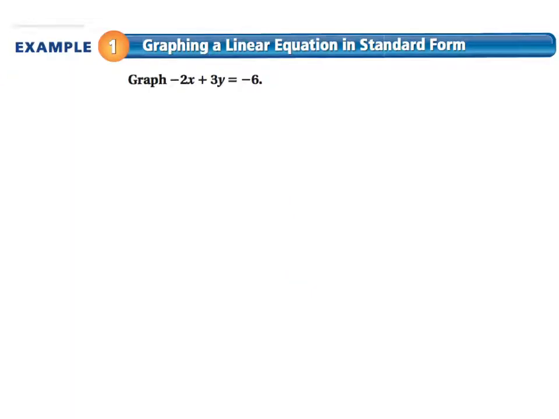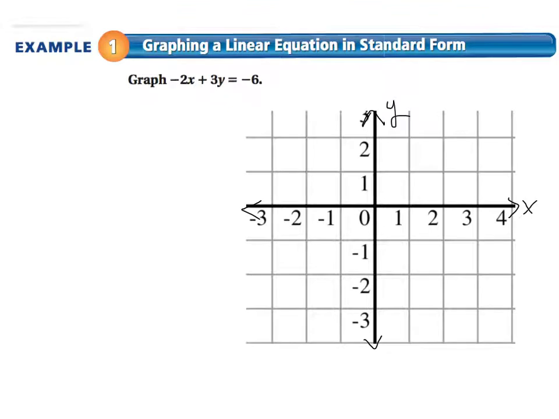So example number 1. Graph the equation negative 2x plus 3y equals negative 6. You will notice that this is not in slope-intercept form. It's in standard form, ax plus by equals c. But we're going to graph using slope and y-intercept. All right, so let's solve this thing. Negative 2x plus 3y equals negative 6.